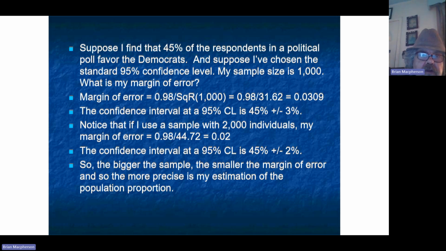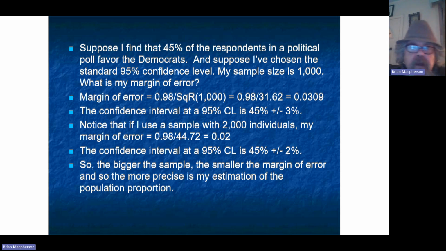Notice that if I use a sample with 2,000 individuals, then my margin of error is smaller. Notice that here, if you divide 0.98 by 44.72, which is the square root of 2,000, then you get 0.02. So now my confidence interval is narrower, right? It's got the same degree of accuracy, but now it's more precise because it's a narrower confidence interval. And so I'm more likely to capture the population statistic in that interval. So therefore, overall, the bigger the sample, the smaller the margin of error. And so the more precise is my estimation of the population proportion.